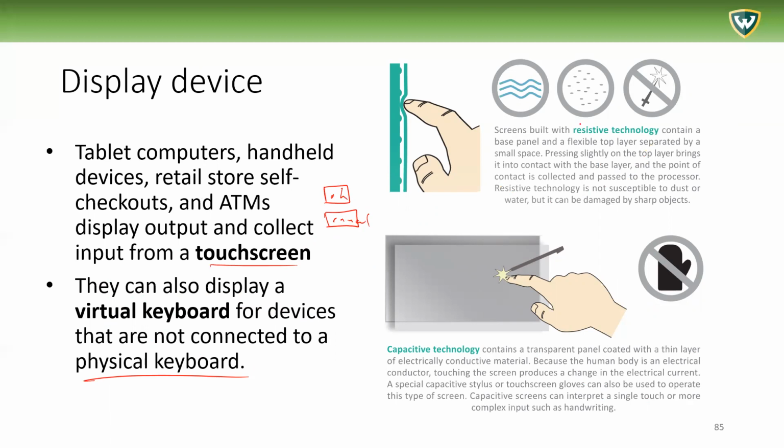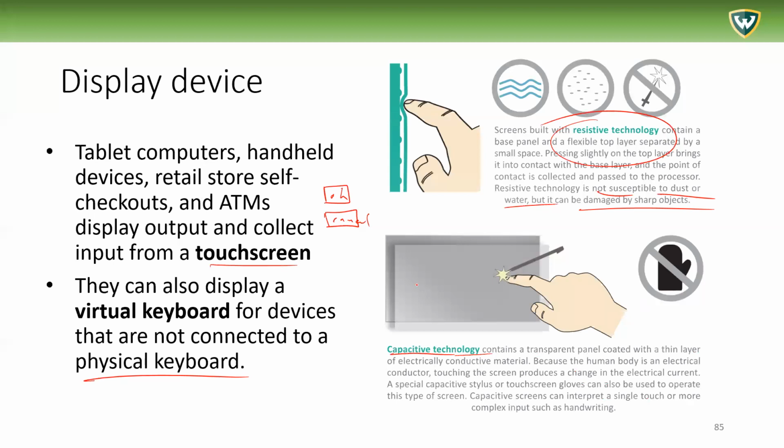Now there are two kinds of screens. One is called resistive technology, and resistive technology, as the name suggests, is more resistive. It's not susceptible to dust or water, but it can be damaged by sharp objects. So it's more durable. Now, capacitive technology is a little bit different. They contain a transparent panel coated with a thin layer of electrically conductive material, and they're very sensitive to the touch. So they're more delicate, but they're more sensitive.